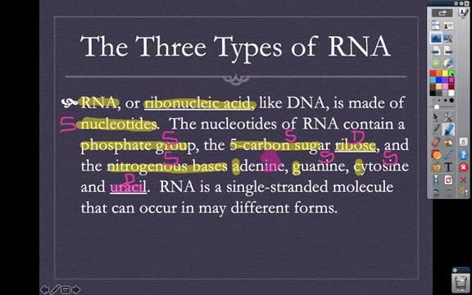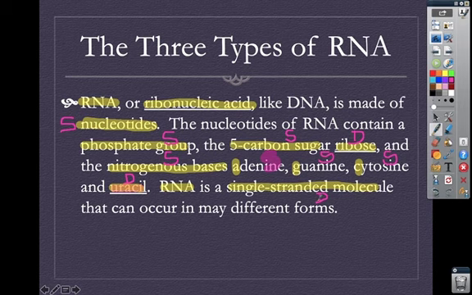Another difference between DNA and RNA is that RNA is a single-stranded molecule, whereas DNA was a double helix. So that's going to be another difference. DNA has 2 strands that are twisted on each other into the double helix, and the RNA molecule is a single strand, and that single strand can take on different forms, as we'll see in just a moment.